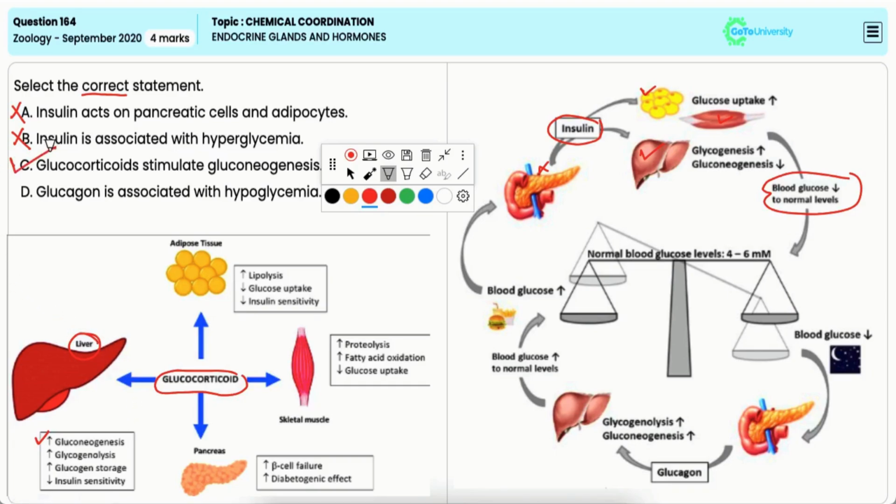Option D, glucagon is associated with hypoglycemia. This is incorrect. Glucagon is a hormone that increases the blood glucose levels by promoting glycogenolysis as well as gluconeogenesis, leading to hyperglycemia and not hypoglycemia.